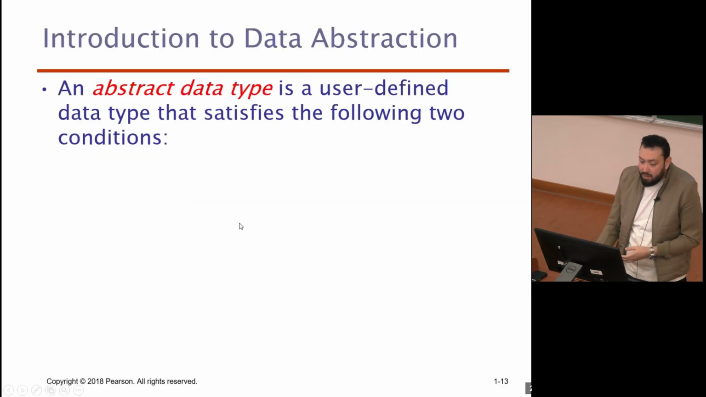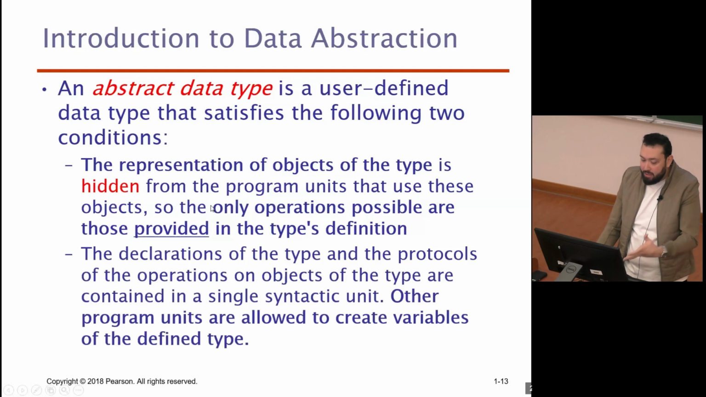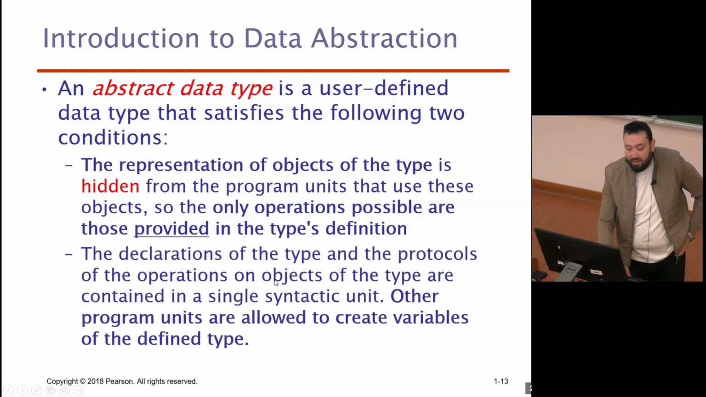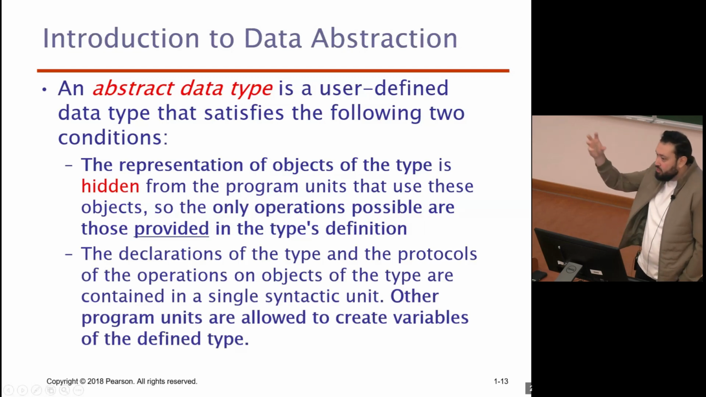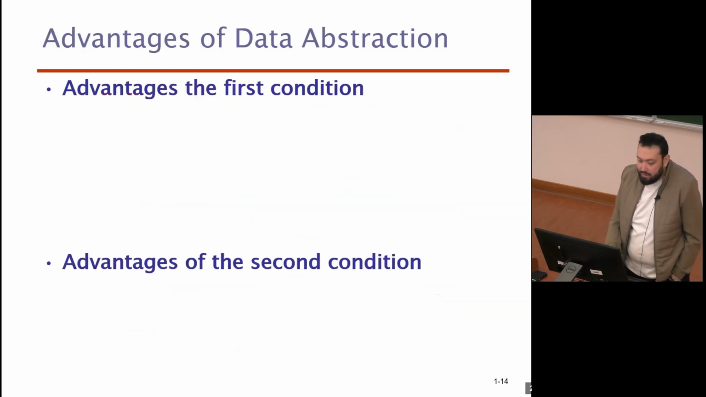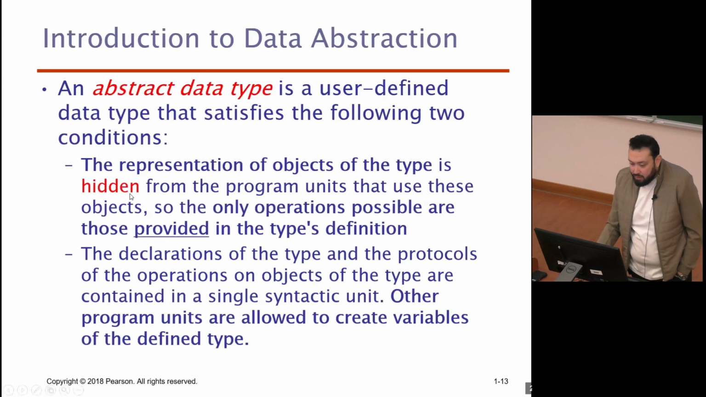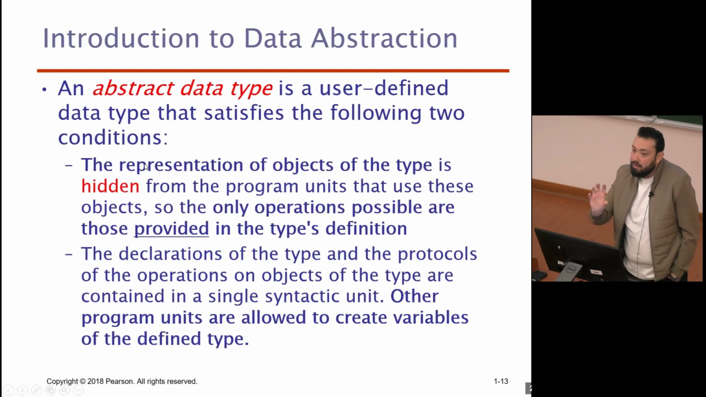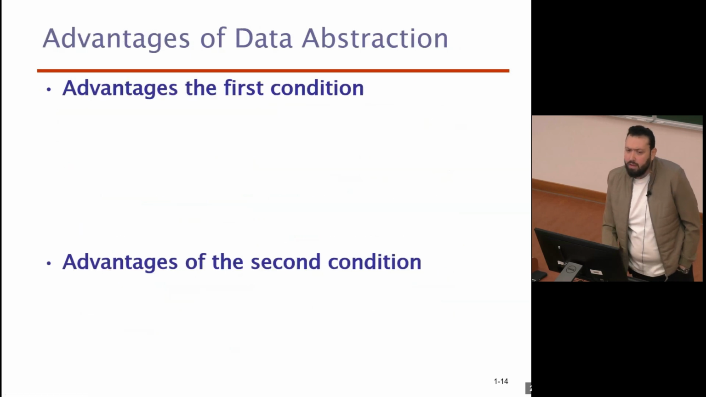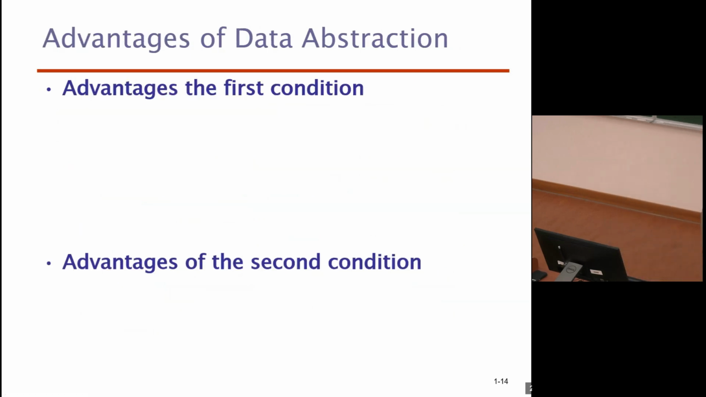So two main aspects. One is hidden information. The other one is that program units are allowed to create variables of the defined type, which means I define something as a single syntactic unit. What are the advantages of the first one, which is about hiding important information? Again, we've mentioned lots of things. If you want to think about it, from readability, maintainability, reliability, all these kinds of things, what would be an advantage of hiding information? Kat.